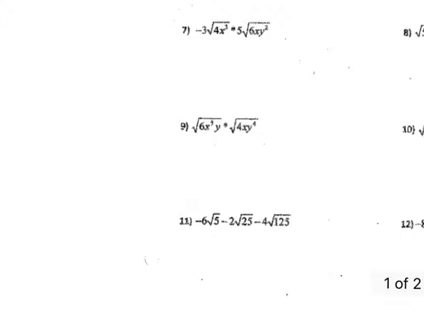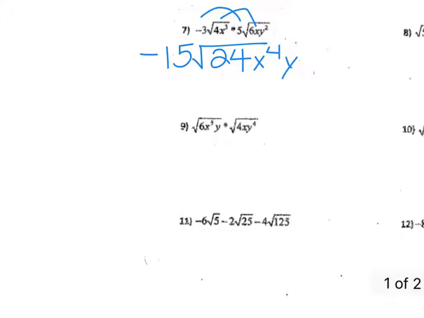Alright, looking at number 7, I am multiplying two radicals. So what I'm going to do is start with the outside of the radical first, the negative 3 times 5, and that gives us a negative 15. And then we're going to multiply what's inside of the radicals now. So I have 4 times 6, which gives me 24. And my x, I've got x to the 3 and x, so that turns into x to the 4. Y squared.